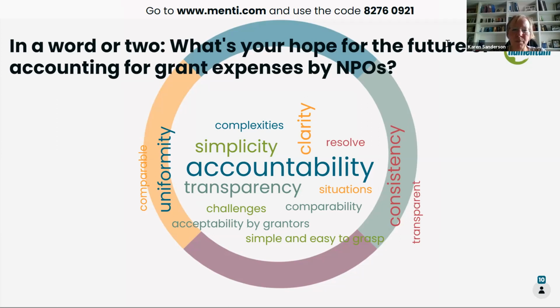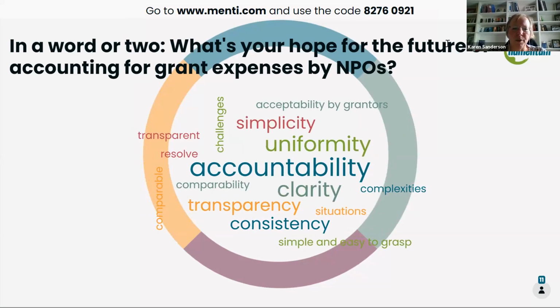I see acceptability by grantors in there. I think that's a really important point, and great to have that out as a hope. I can assure you we're working very hard on that. If anyone else has got anything else they want to add, any additional words that want to go into the word cloud, we will keep this open for a while, so please do feel free, even if we've taken it off the screen, to add your words so that we can capture those hopes, which really help us.